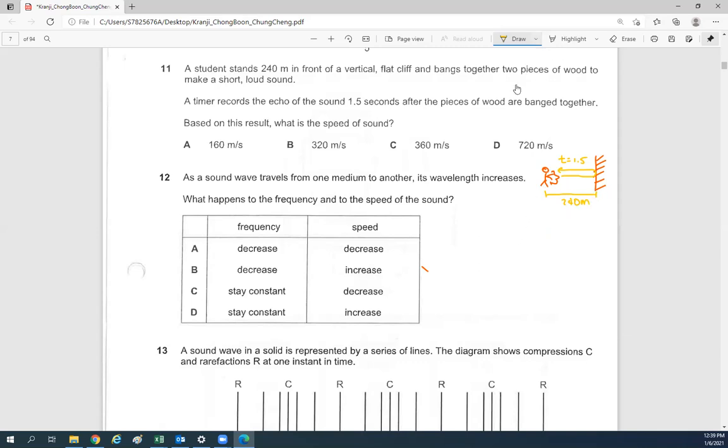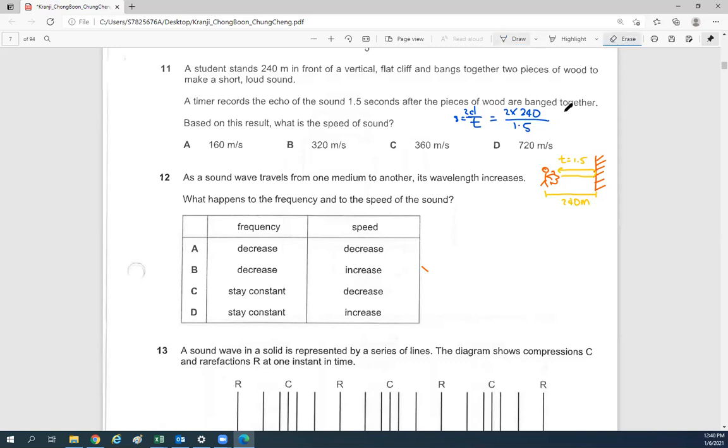So by now, you should know that I'm going to use the formula speed equals distance over time, right? But because this is a question on echo, the sound travels there and the sound travels back. And because it goes there and back, the distance traveled is 2 times. So the formula I'm going to use is speed equals twice the distance over time. Okay, so twice the distance is 2 times 240, over time is 1.5 seconds.